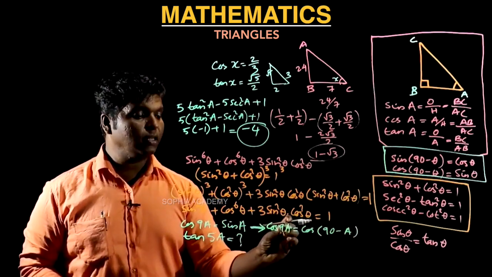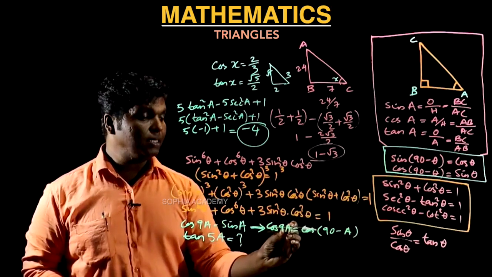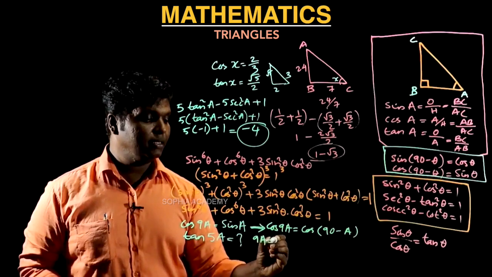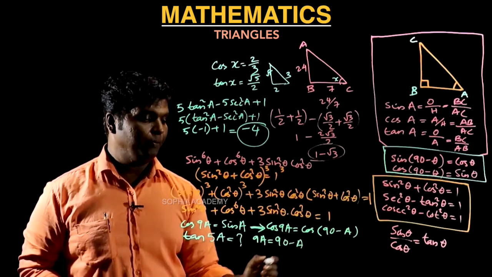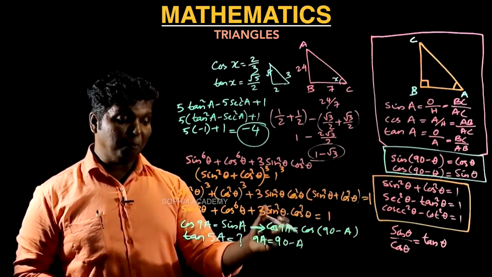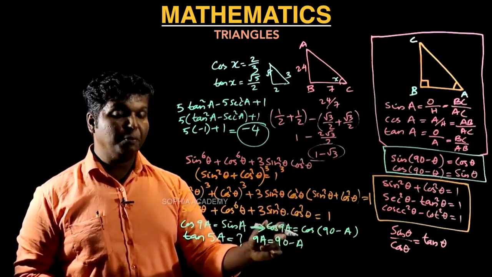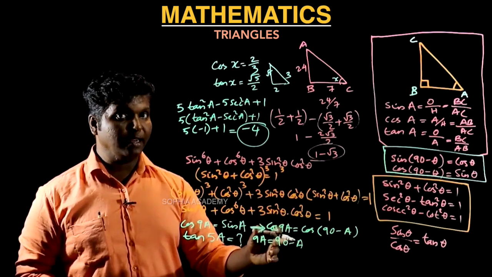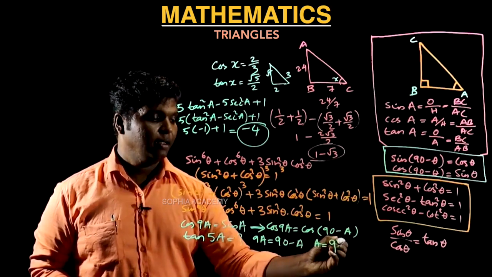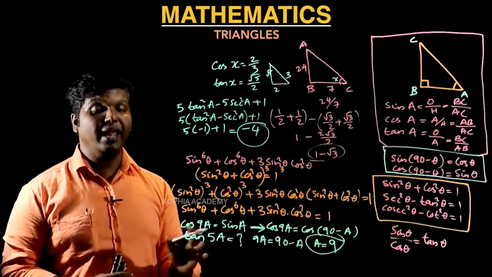Now on both sides cos are there, so now you can equate it. That means 9a is equal to 90 minus a. If you are bringing this a to this side, it will become 9a plus a is equal to 90. 9a plus a is 10a. 10a is equal to 90. That means a is equal to 9. Right? You got the value a is equal to 9.